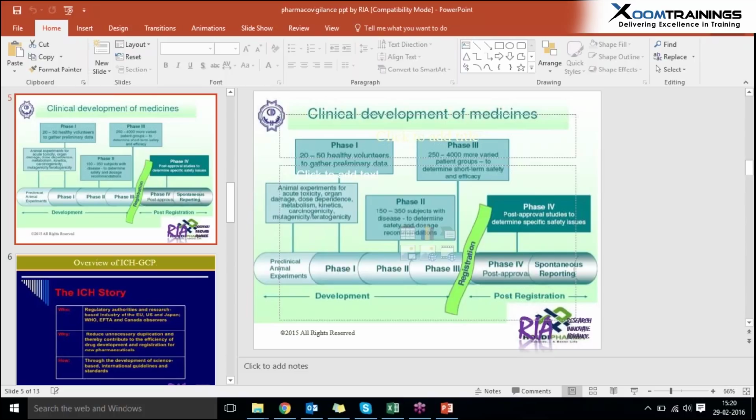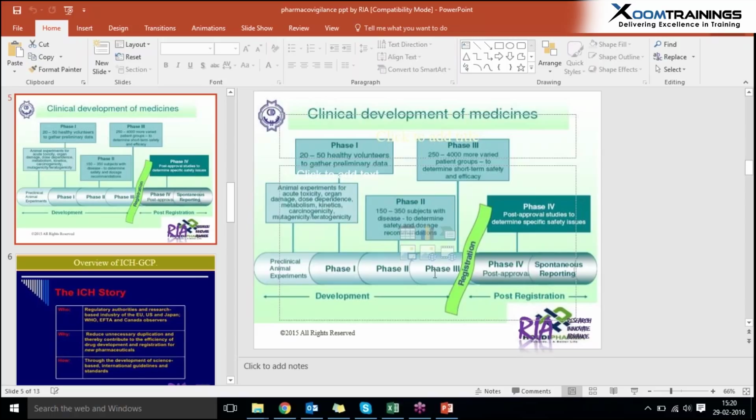What is he going to do after entering our trial? He is going to test our new drug on his patients. The testing will be done in 4 phases. That is phase 1, phase 2, phase 3, and phase 4. So in phase 1, what exactly are we going to do? In phase 1, we are going to test the drug on 10 to 20 to 50 healthy volunteers to gather the preliminary data. That preliminary data involves pharmacokinetic and pharmacodynamic information.